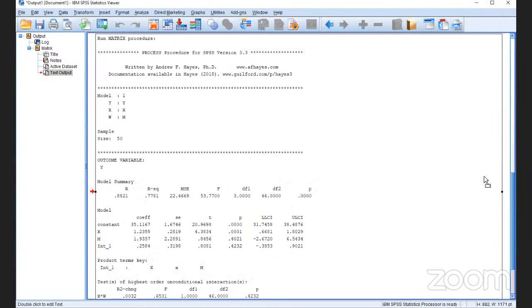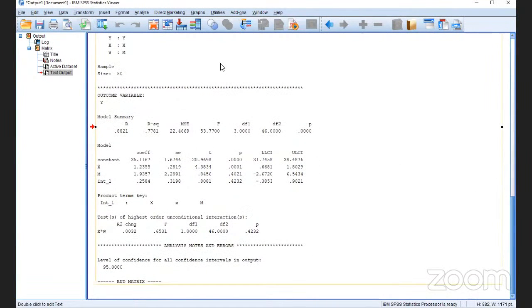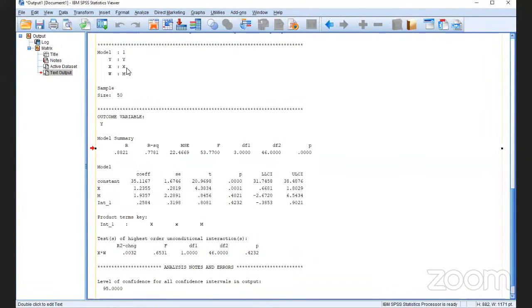In this output, you can see the interaction effect. So I read the output. You can see model 1, Y dependent variable, X independent variable, M moderator variable. Okay, and the sample size 50, R, this is multiple R, and R square.